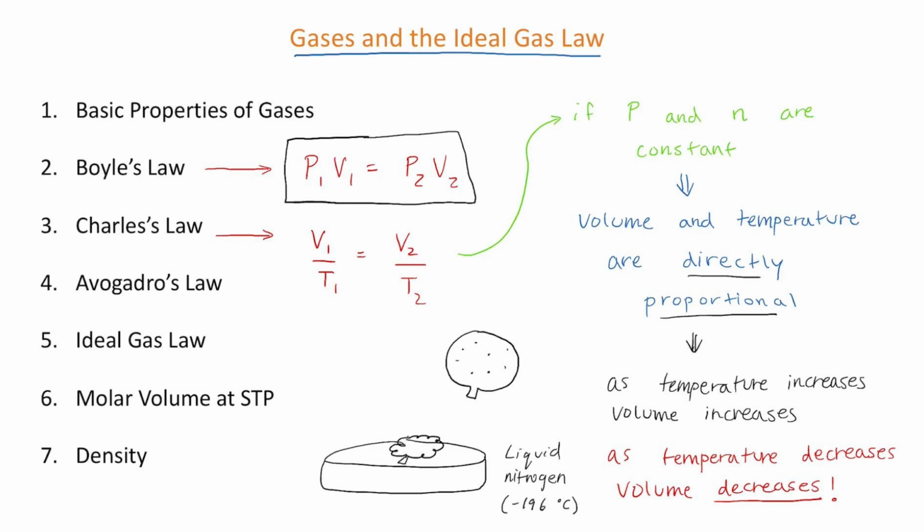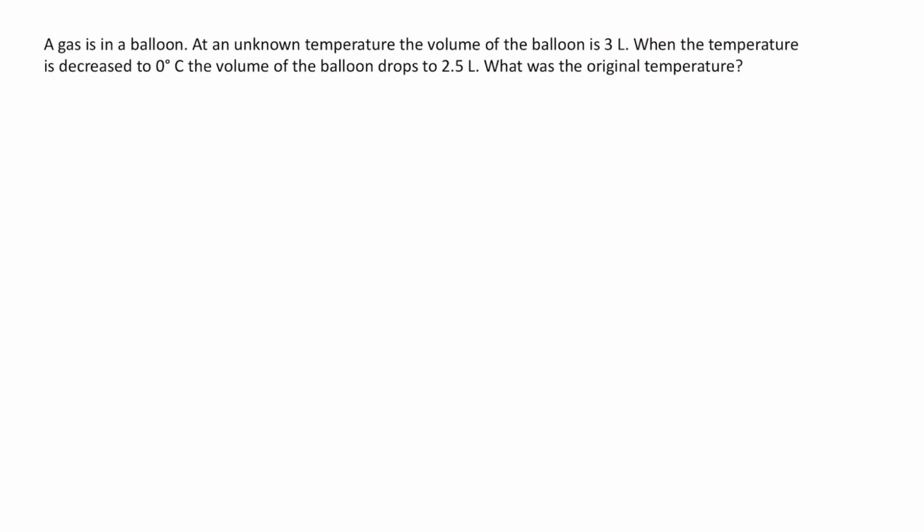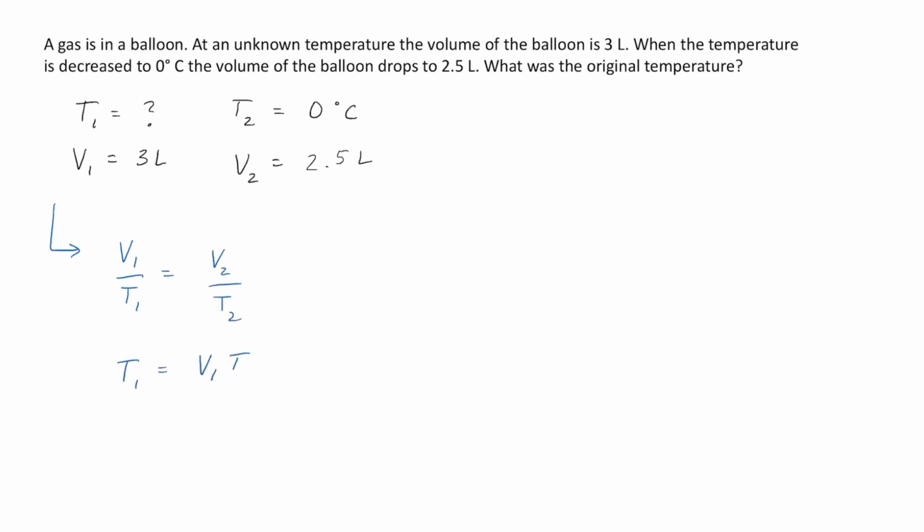Now let's jump right into an example to practice using this equation. In this question, we have a gas that's stored in a balloon. At some unknown temperature, the volume of the balloon is 3 liters. But when the temperature is decreased to 0 degrees Celsius, the volume of the balloon drops to 2.5 liters. And based on this, we want to determine the original temperature. Now all we need to do is use our V1 divided by T1 is equal to V2 divided by T2 equation. Then we just need to rearrange for T1.